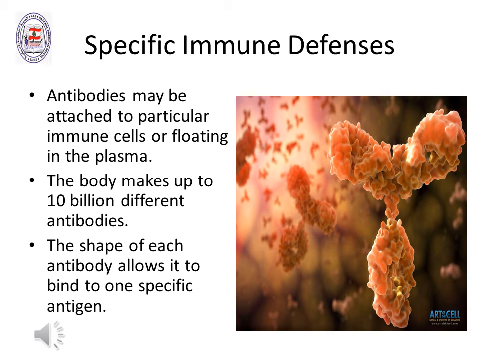Antibodies may be attached to a particular immune cell or floating in the plasma. If you remember, the plasma is the clear liquid that contains enzymes, water, antibodies, and salt. The body makes up to 10 billion different antibodies. The shape of each antibody allows it to bind to one specific antigen. So every antigen has a specific antibody.